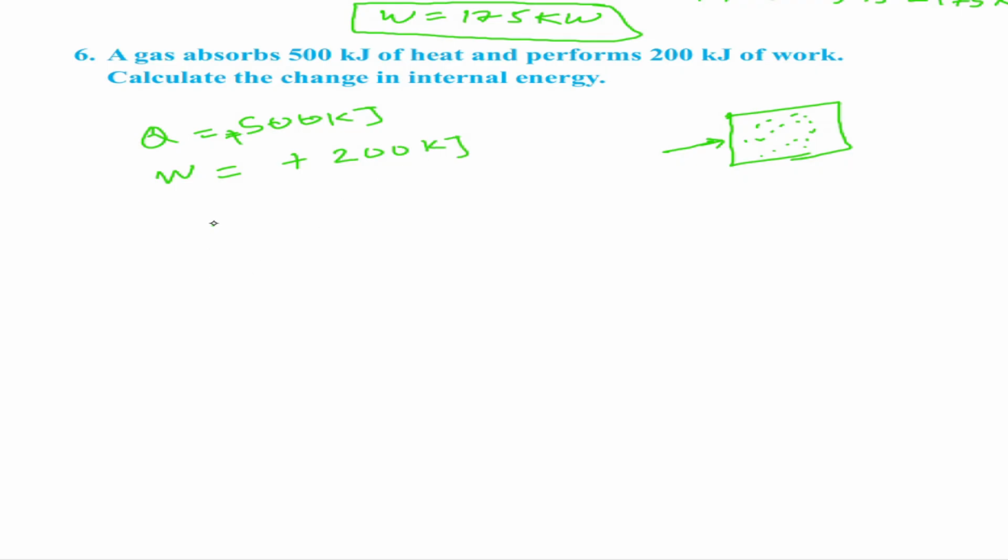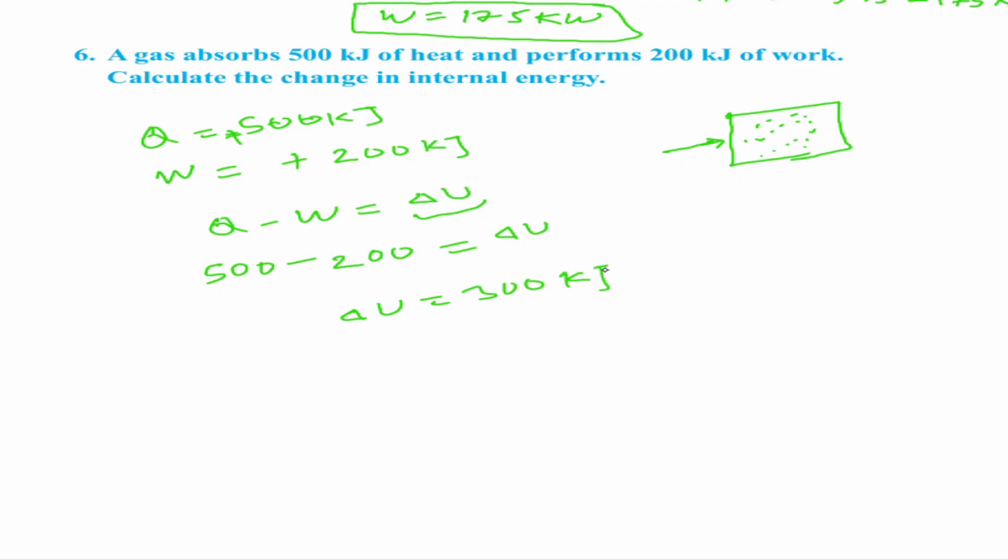From the first law of thermodynamics we know Q minus W equals delta U, where delta U is the change in internal energy. So here it is given 500 minus 200, this is delta U. From here delta U equals 300, and the unit is kilojoule, because both are in kilojoule. This is the answer.